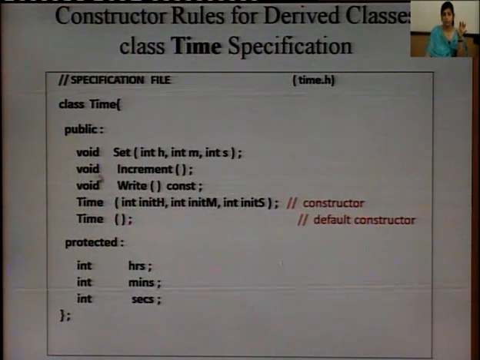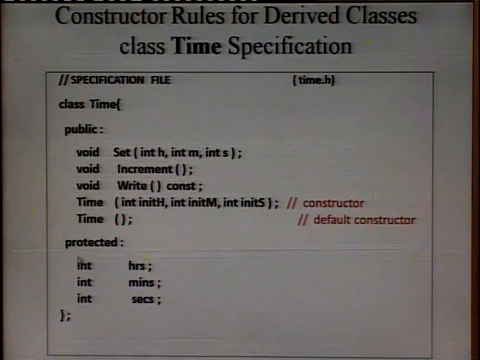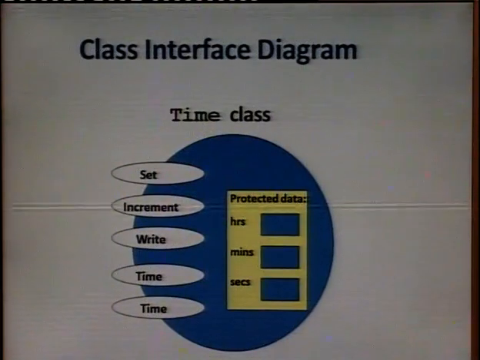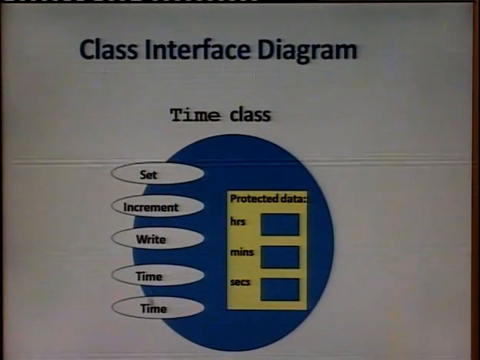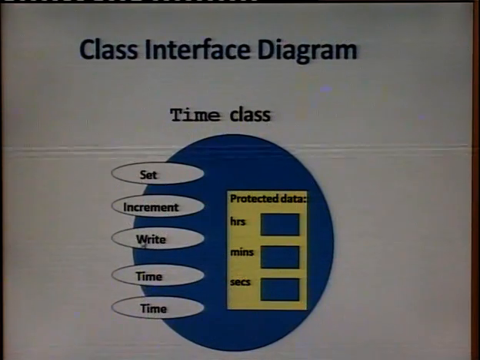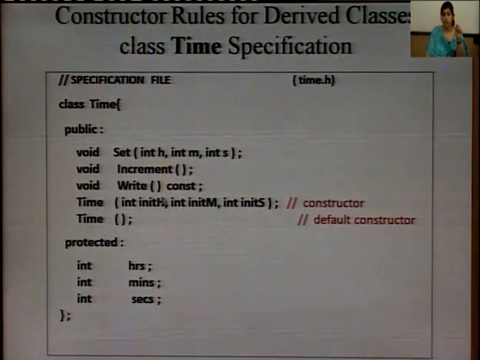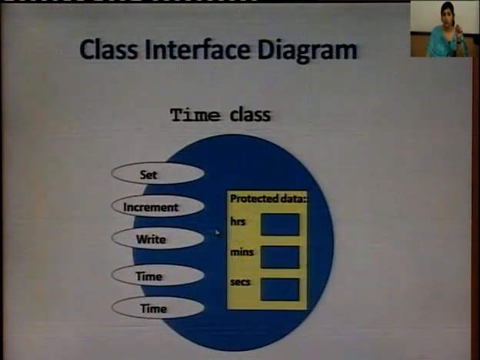Class time, again having some sections in it, having some values in protected mode. Constructors are declared with the same name as the class name, and this is the main design diagram that we have in the time class, having these functions and these variables that we have defined. Here 5 functions are there. One is set, increment and write, and 2 constructors with the same name having different arguments in it. Clear? And this is the data, that is hours, minutes and seconds.